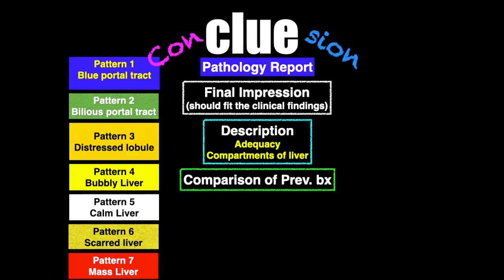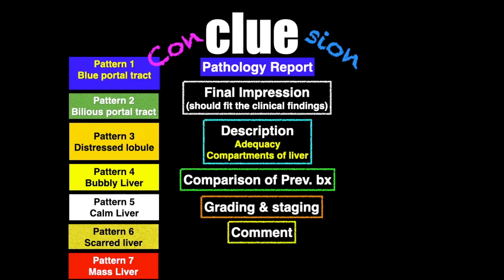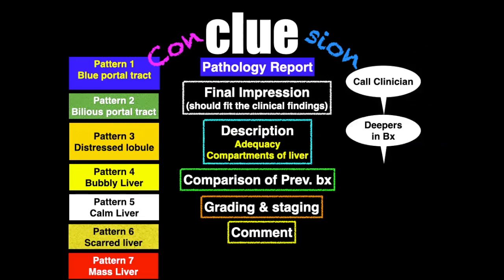Whenever there is a previous biopsy, always compare it with the previous biopsy. Grading and staging of inflammation and fibrosis is very, very important. And put a comment where you try to correlate the description along with the clinical findings, and that comment should lead to the final impression. And whenever there is a problem, call the clinicians. After getting the history, if the features are not characteristic, get some deeper levels, and request the clinician to come and see so that you can have a one-to-one discussion, and then try to come to a final impression.